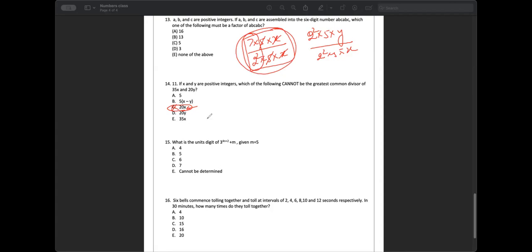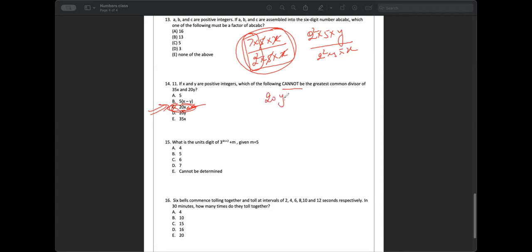Yes, okay, got it. So that means this cannot be. That's your answer. Okay, that's what we're looking at. Which of the following cannot be a common divisor? So if it doesn't divide one number, that's not a common divisor. We don't have to check for the other one. Okay, let's see other numbers.